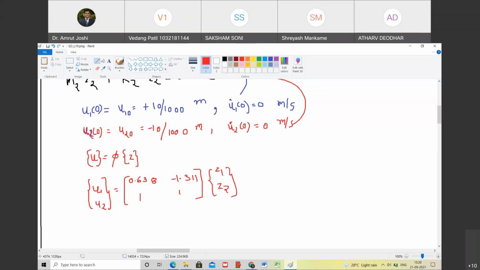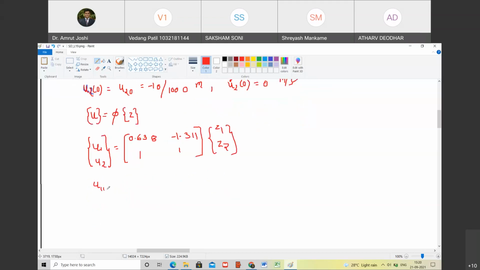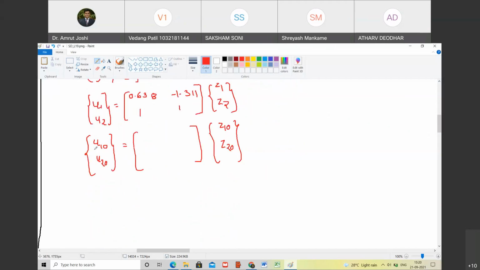So now what is U1 of 0? Here, instead of U1 and U2, I will substitute u1 of 0 and u2 of 0. This must be equal to this matrix multiplied by z1 of 0 and z2 of 0. Do you agree with me? Yes, sir. So now, what is u1 of 0? But u1 of 0 is 10 upon 1000, u2 of 0 is minus 10 upon 1000. So therefore, I am going to substitute this value as 10 upon 1000. Happy? Yes, sir. And this value as minus 10 upon 1000.